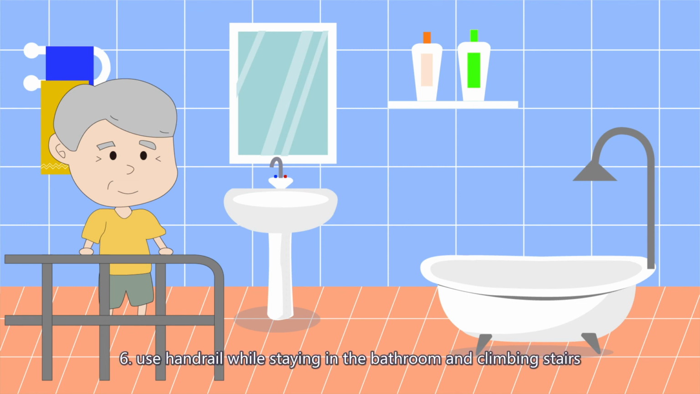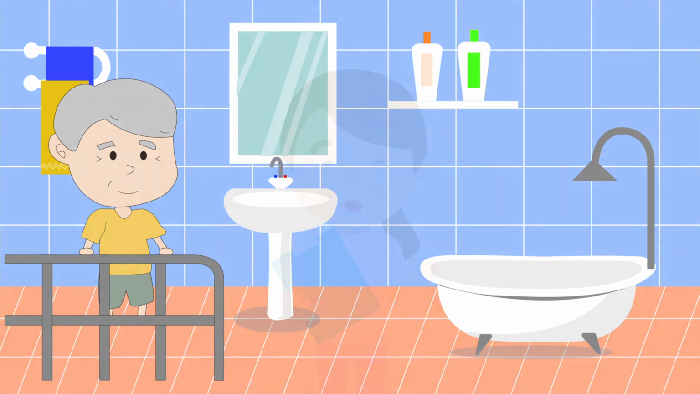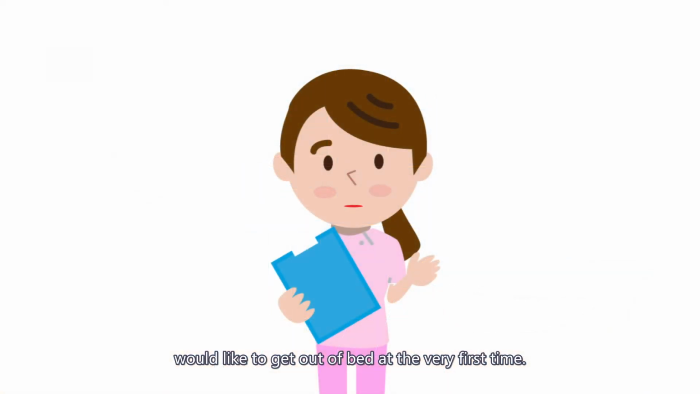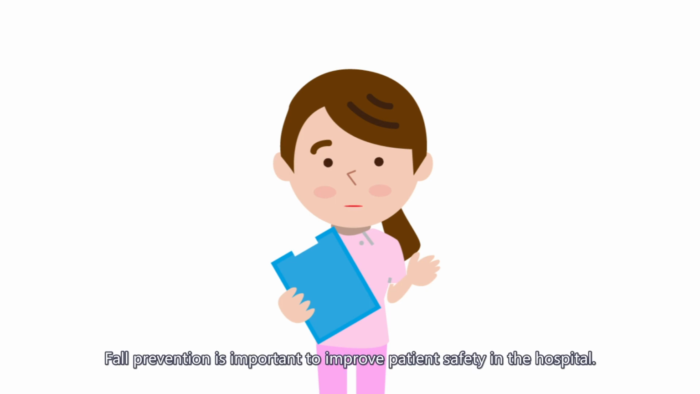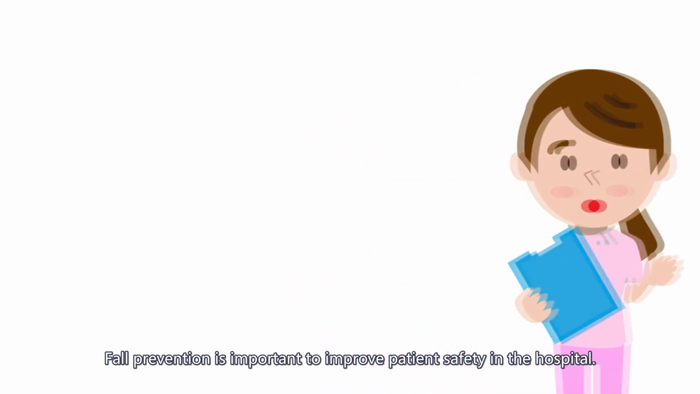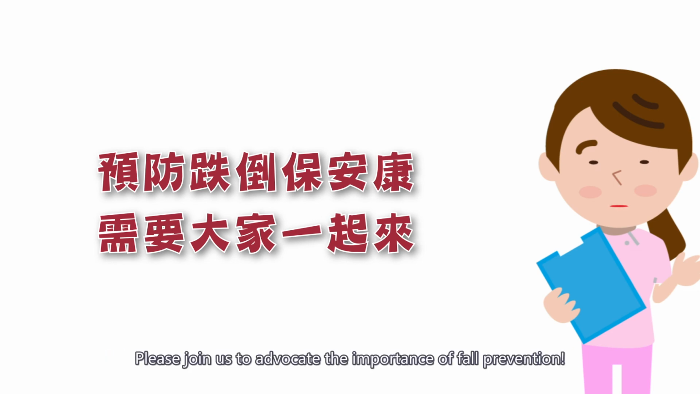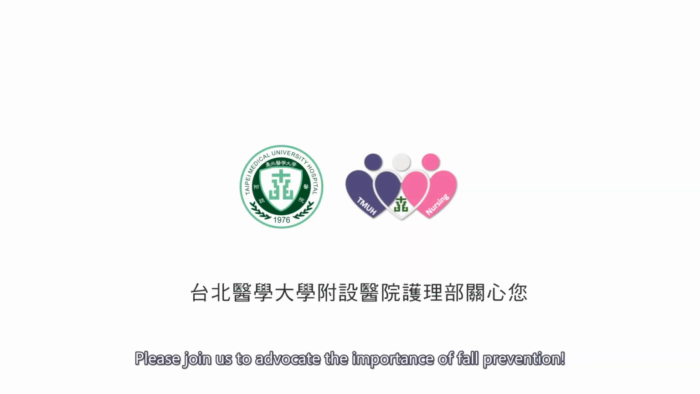6. Use parallel bars while standing in the bathroom and climbing stairs. 7. Let the nurse know when the patient would like to get out of bed for the first time. Fall prevention is important to improve patient safety in the hospital. Please join us to advocate the importance of fall prevention.